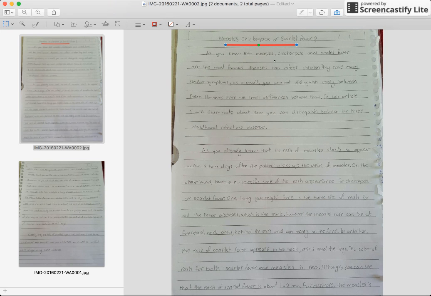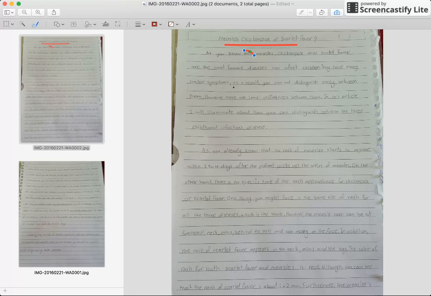As you know, we don't need that. As you know, measles, chickenpox, and scarlet fever. So we can get rid of that. And scarlet fever are the most famous diseases that can infect children. Okay. They have many signs, similar symptoms as a result.